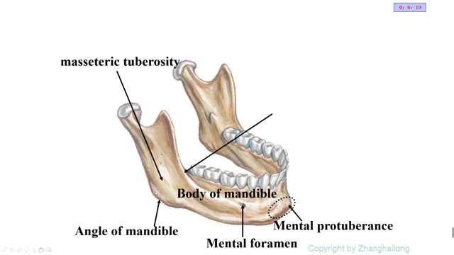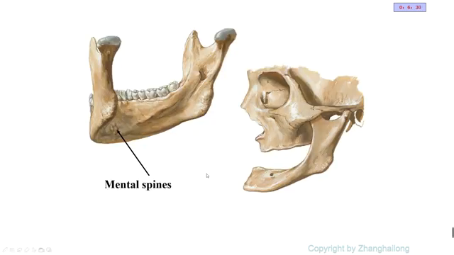Here's the angle. And there is the oblique line. It continues from the anterior border of the ramus, the oblique line, to the superior border of the body. And you see here the back of the body, the medial surface of the body. Here is the mental spine. A muscle connects on it.